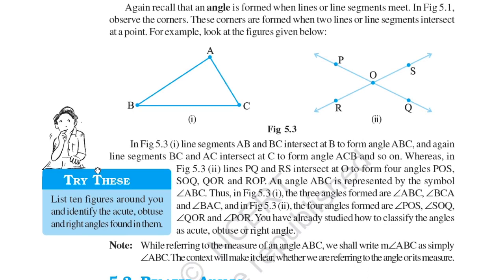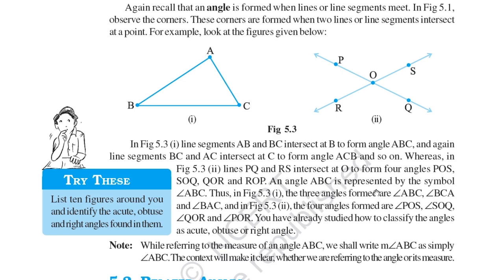In figure 5.3a, line segments AB and BC intersect at B to form an angle ABC. And again, line segments BC and AC intersect at C to form the angle ACB, and so on. Whereas in figure 5.3b, lines PQ and RS intersect at O to form four angles: POS, SOQ, QOR and ROP.